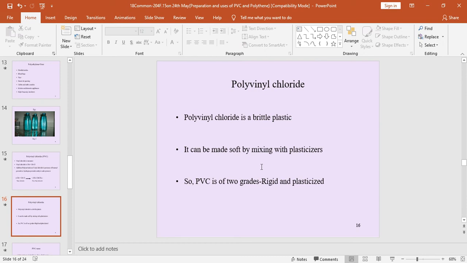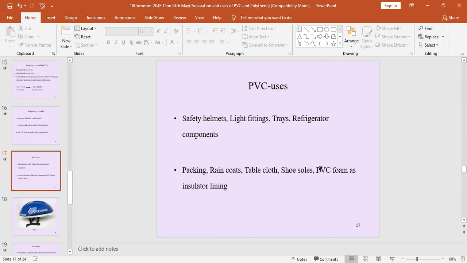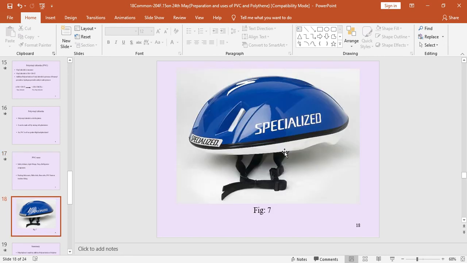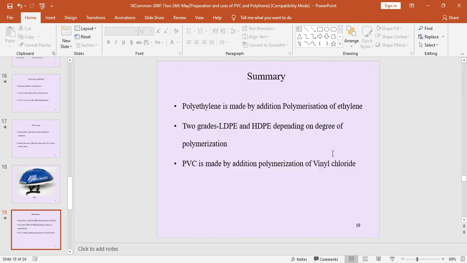PVC also has two categories: rigid and plasticized. It can be made soft by mixing with plasticizers. Uses of PVC: it is used in preparation of safety helmets, light fittings, trays, refrigerator components, packing, raincoats, tablecloth, shoe soles, PVC foam as insulator linings. These are uses of PVC. See here, a specialized helmet. This is made by PVC. I hope you understood very well.